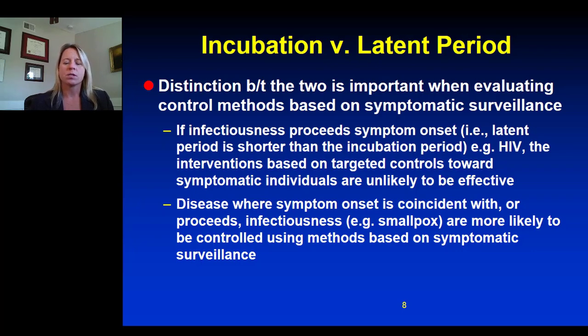Now, for diseases where the symptom onset is coincident with or precedes the infectiousness, such as smallpox, which we don't deal with anymore, fortunately, but we can think of, say, the common flu, there is where interventions are more likely to be controlled using methods based on symptomatic surveillance.